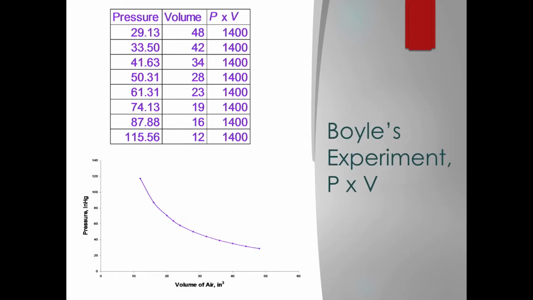And we can see this if you were to collect some pressure and volume data. Here's our pressure in inches of mercury and our volume in inches cubed. If we multiply them together, after we collect all this data, you'll see that it's always a constant, okay? And it's not always 1400, it just happened to be in this example, but it's always going to be a constant. So as we increase our volume, we are decreasing our pressure, because pressure and volume are inversely proportional.